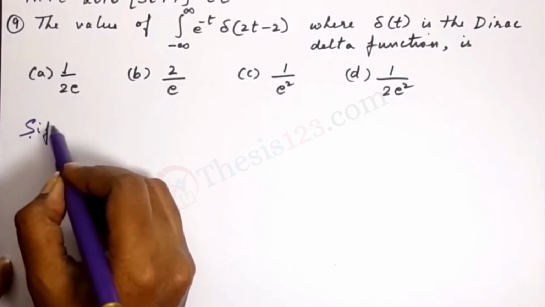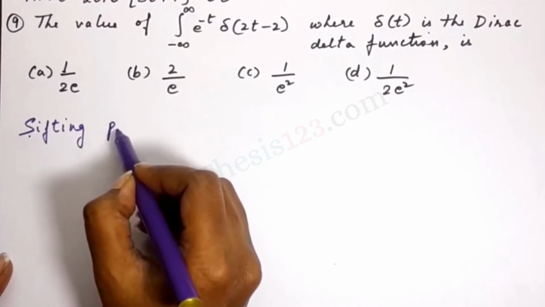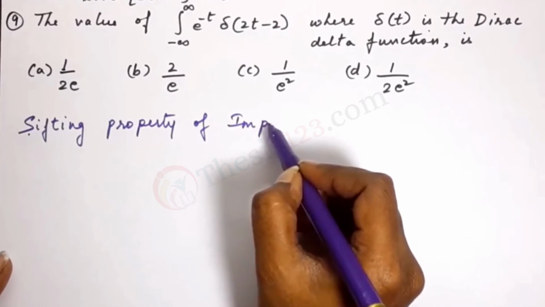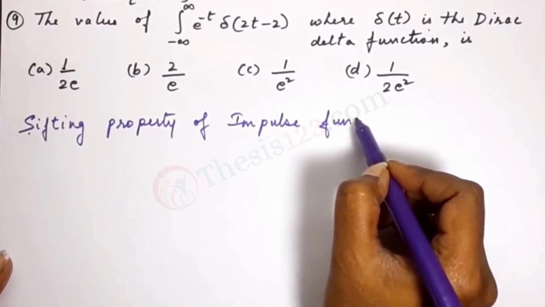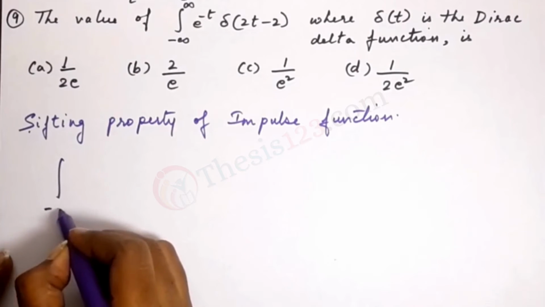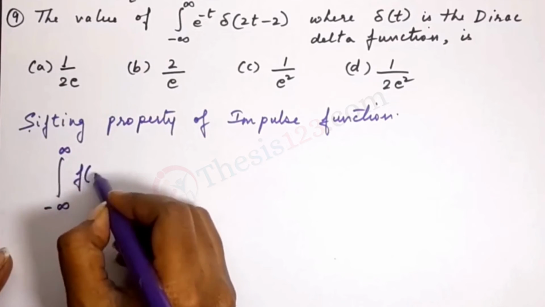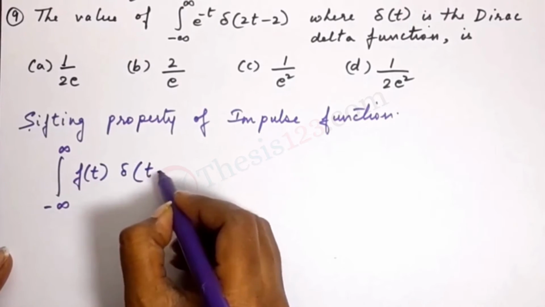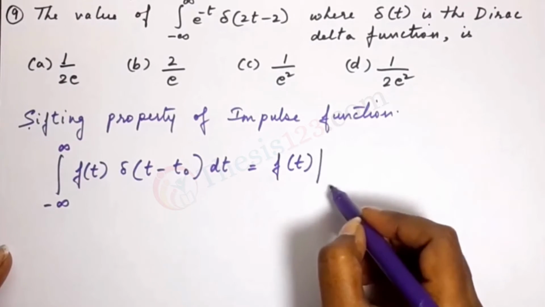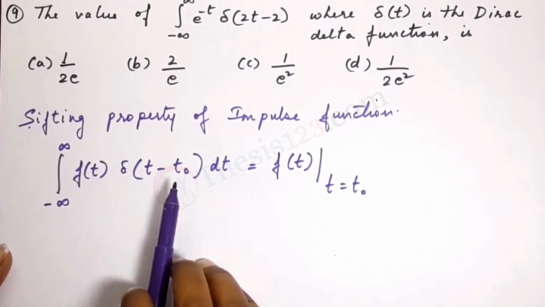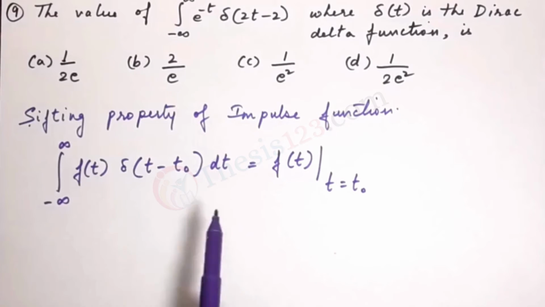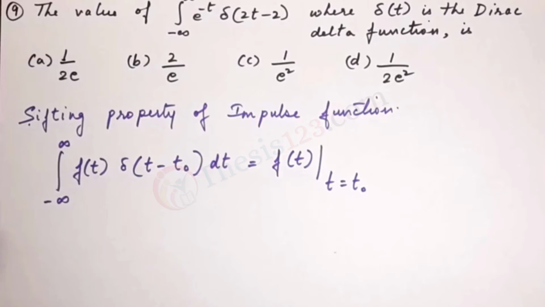It's called the shifting property of the impulse function. According to this property, the integral from minus infinity to infinity of f of t delta t minus t naught dt is equal to f of t at t equal to t naught. So the value of t naught is substituted in the function f of t in order to get the value. This is known as the shifting property of the impulse function.